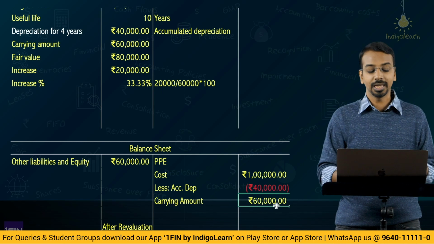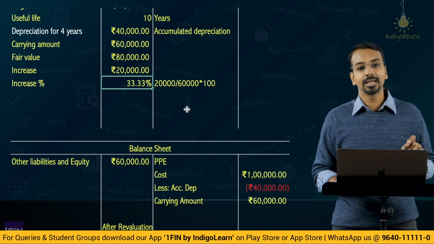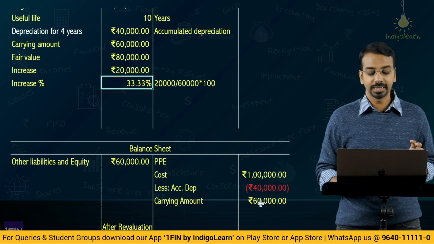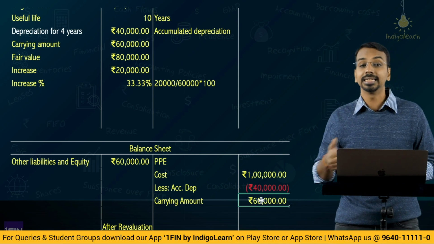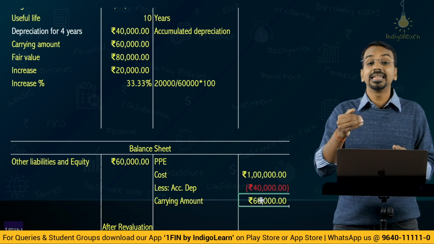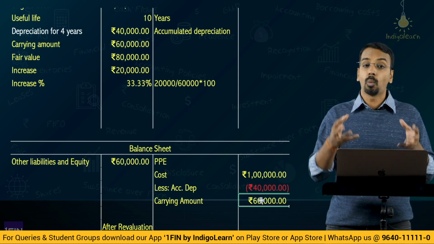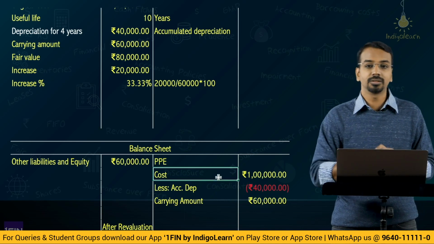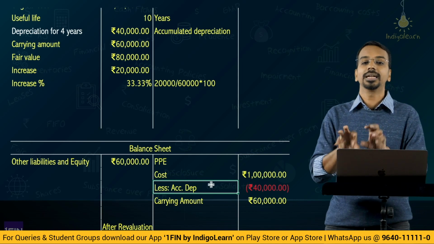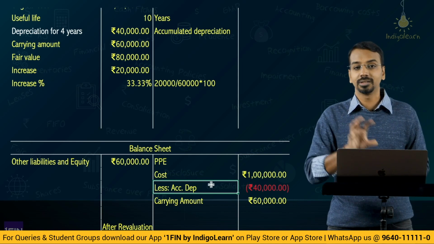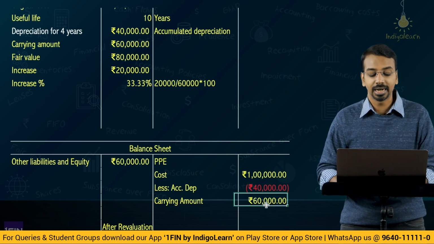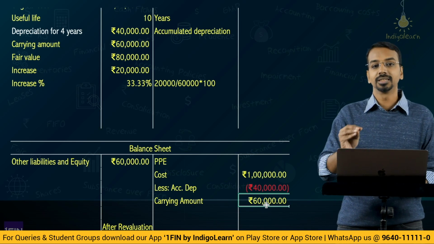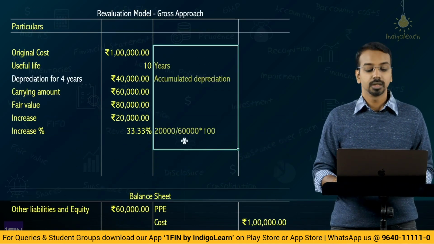I am repeating once again. The net increase in the carrying amount is 33.33%, that is 60,000 has to become 80,000. Now, instead of just increasing this 60,000 to 80,000, what I am doing is I am increasing the overall cost by 33.33% and also the accumulated depreciation by 33.33% to ensure that the net carrying amount is also increased by 33.33%. So, now what we can do?